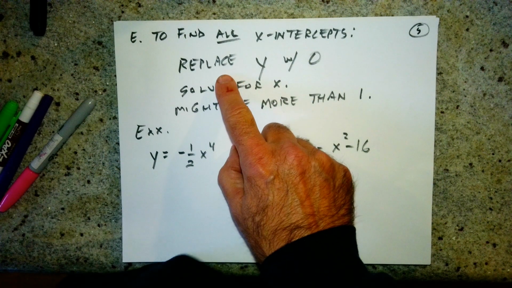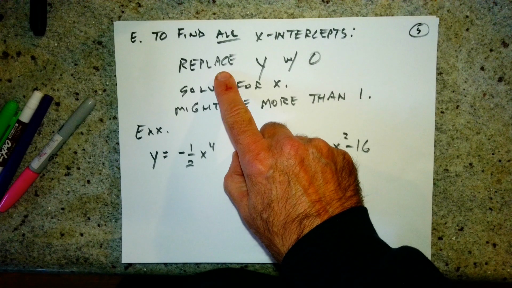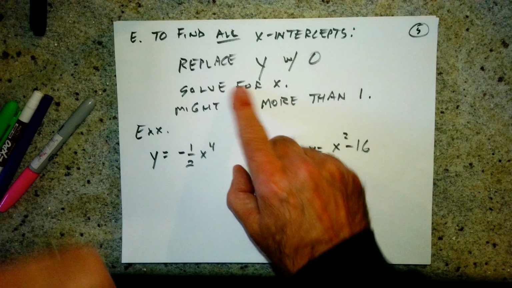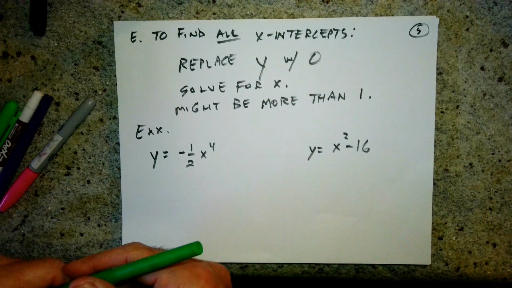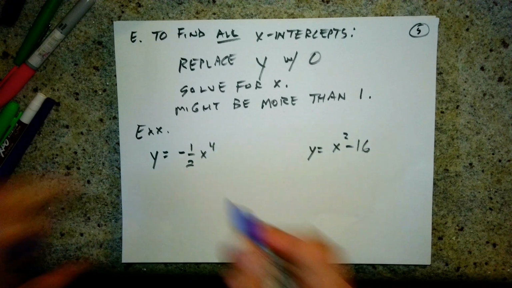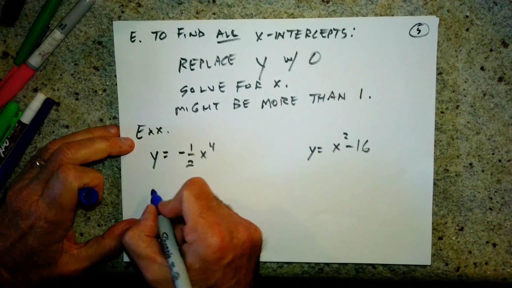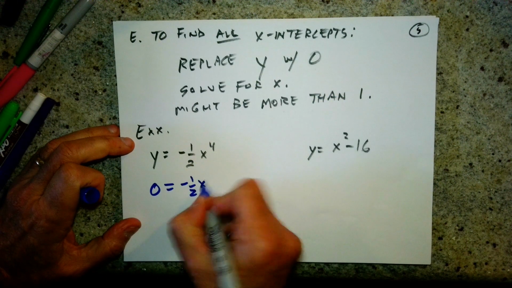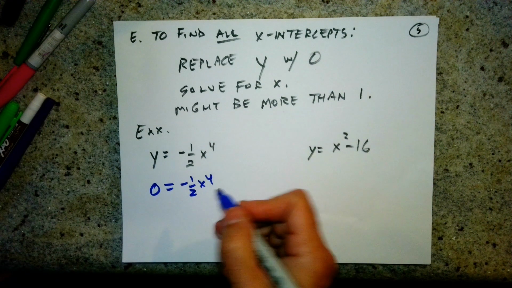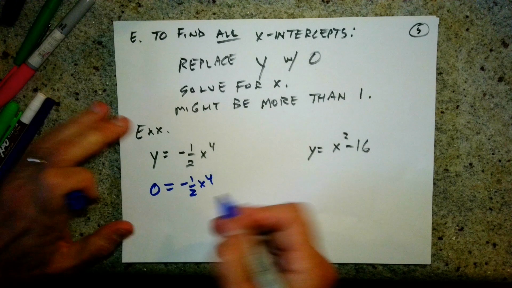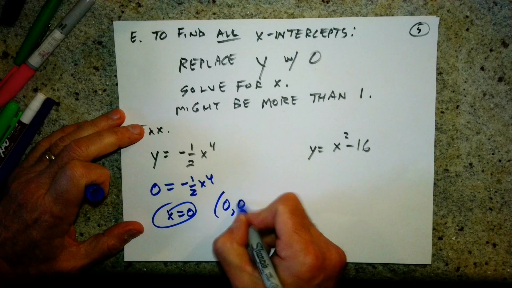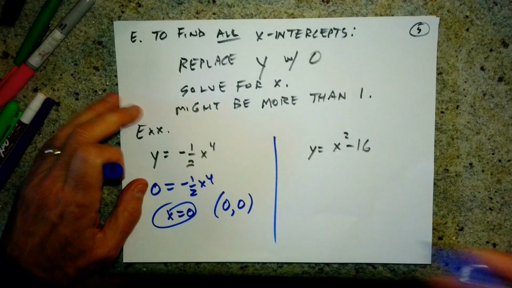Just as before, a y-intercept had x equals 0, the x-intercept has y equals 0. But then you're going to have to solve for x. There might be more than one. All right, so let's do that. Okay, replace y with 0. 0 equals negative 1/2 x to the 4th. Multiply both sides by, or divide by negative 1/2, multiply by negative 2. Doesn't matter. You're going to wind up with x equals 0. And so this graph goes through the origin, and that's the only x-intercept.